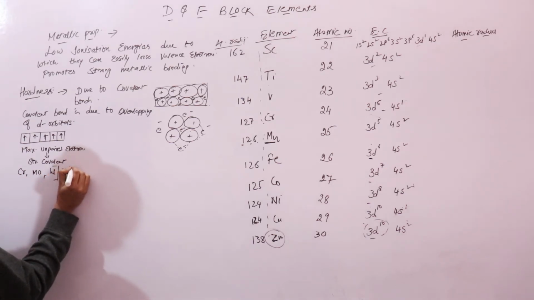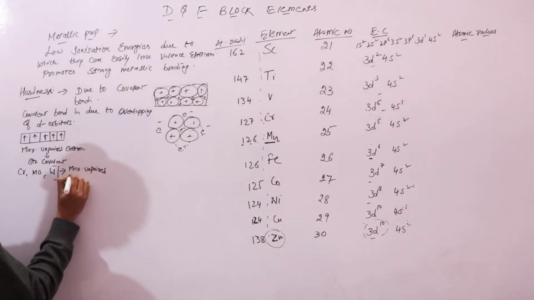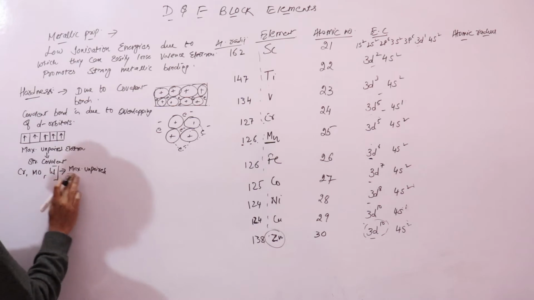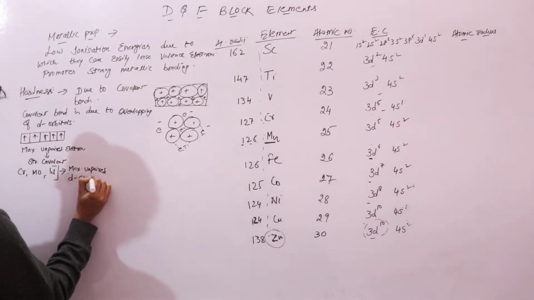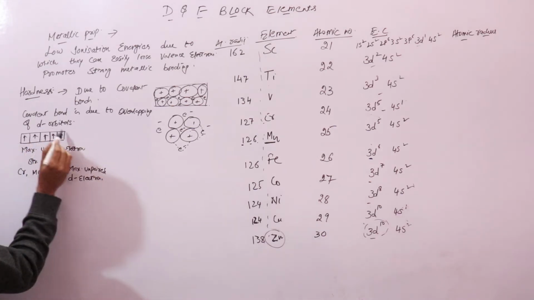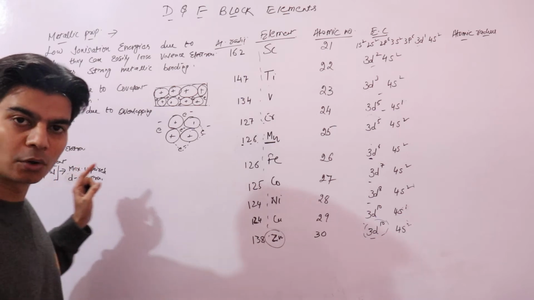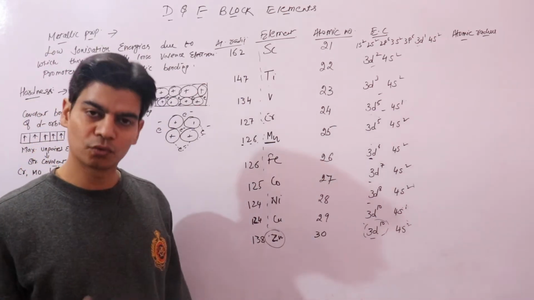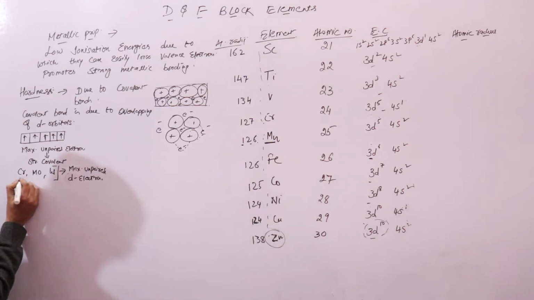All these have maximum unpaired d electrons, this kind of configuration, right? So they can form the maximum number of covalent bonds. Since they can form the maximum number of covalent bonds, they are hardest. These metals are hardest, these three metals.